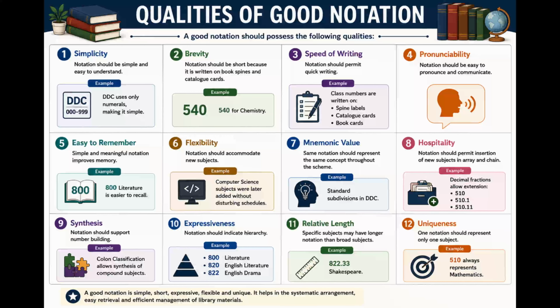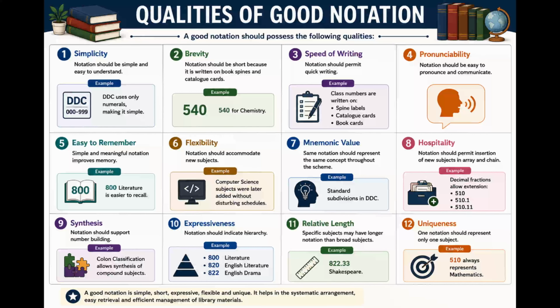The ninth quality is synthesis. Notation should support number building. Colon classification is a good example because it allows combining subjects. The 10th quality is expressiveness. Notation should clearly indicate hierarchy. The 11th quality is relative length. Specific subjects may have longer notation. For example, 522.33 for Shakespeare. The 12th and the final quality is uniqueness. One notation should represent only one subject. For example, 510 always represents mathematics.